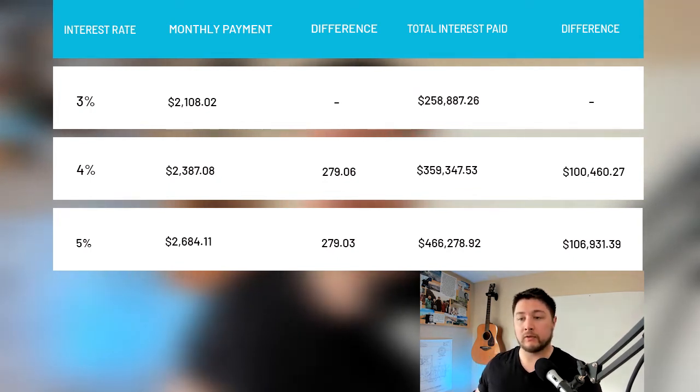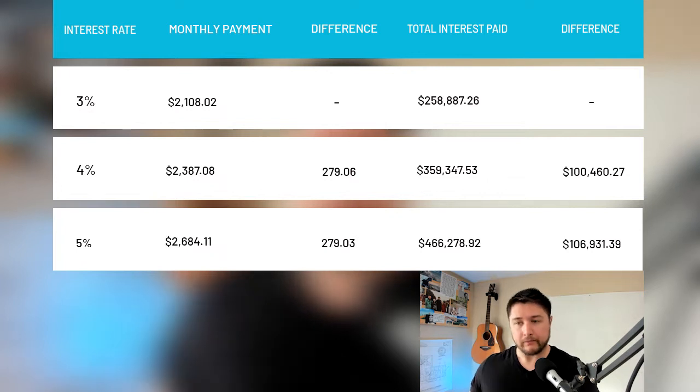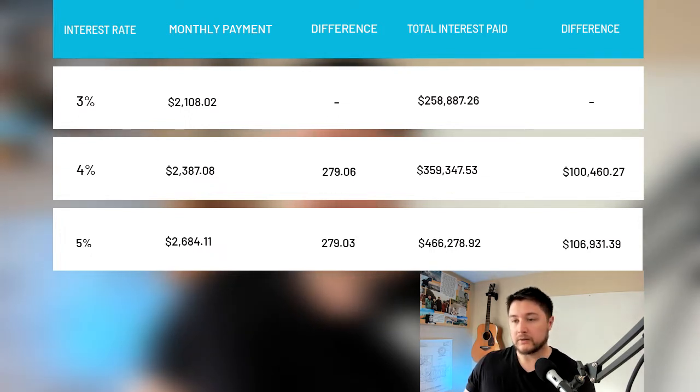But when we jump up to 4%, there's about a $280 difference, $279.06 difference. So every 1% jump, you see about a $280 payment increase. As we get up to this 5%, it again jumps up about $280, up to $2,684.